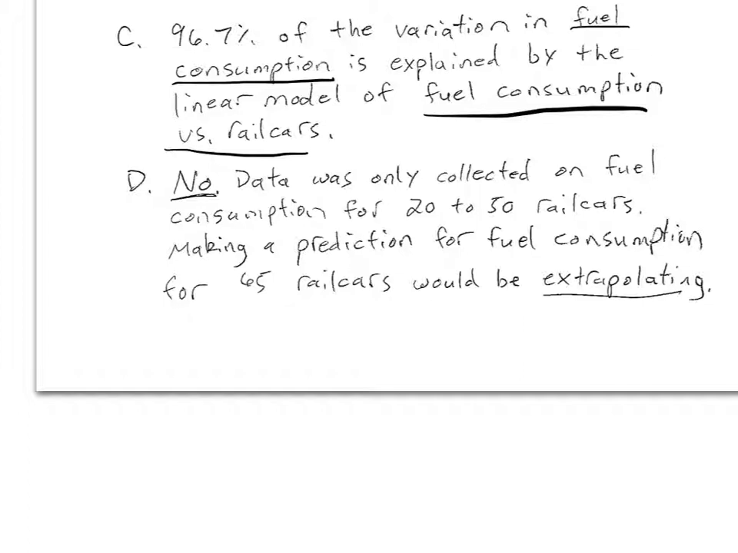But that wouldn't be appropriate here because we only collected data on fuel consumption from trains that had between 20 and 50 rail cars. So if we have fewer rail cars than 20 or more rail cars than 50, maybe the model changes. Maybe it's no longer linear. Maybe you need fuel at a much more demanding rate once you go beyond 50 rail cars. We don't know because we didn't collect the data on that. So making a prediction for 65 rail cars for how much fuel you would need per mile, that'd be an extrapolation, not appropriate. That's what they're going for there. So hopefully you had a lot of luck with that problem.